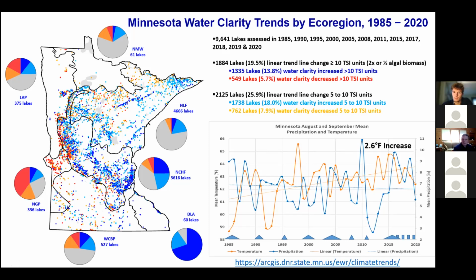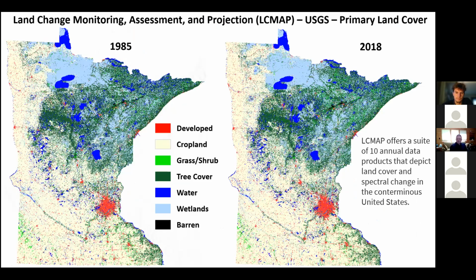The other thing I started looking at was land cover, and the LC map product just came out. I think they currently have it through 2019, now 2020. I'm going to redo this assessment again when the 2020 becomes available, so I can match up the two data sets to have consistent land cover and water quality data. This is a preliminary assessment, 1985 to 2018.